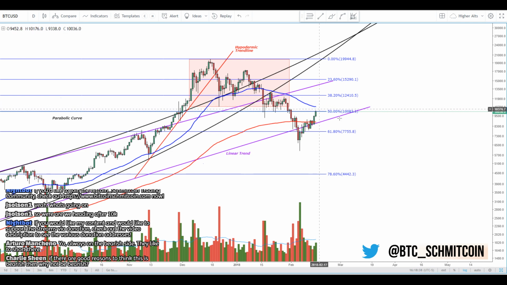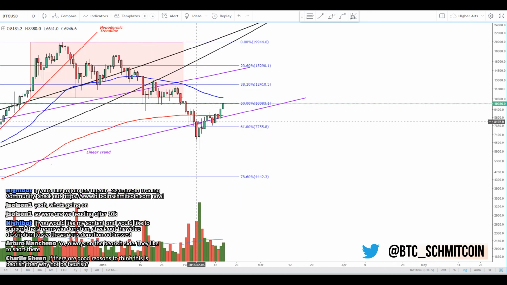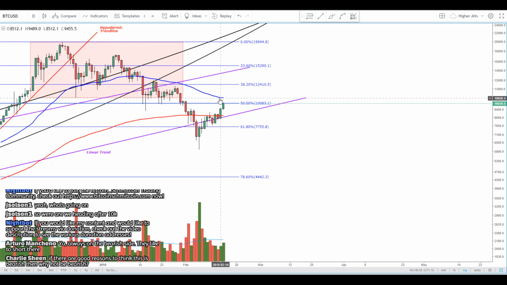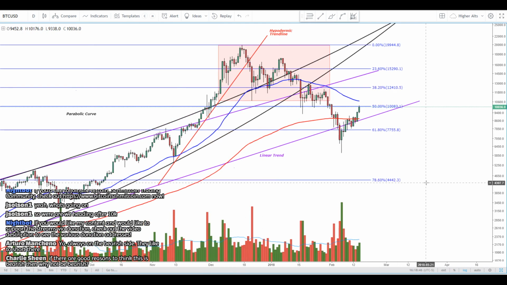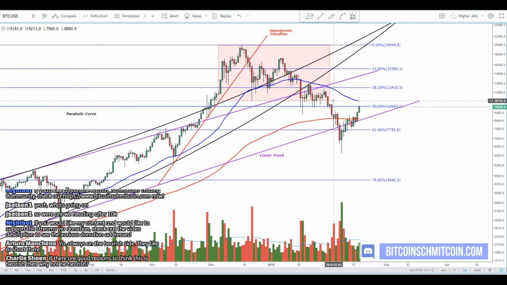And I expect to see some turbulence. If we do see a bullish continuation, there's at least going to be some selling going on right in this level in here. So if you're bullish, then expect to see some sells. And if you're bearish, maybe you'll get a good entry there.